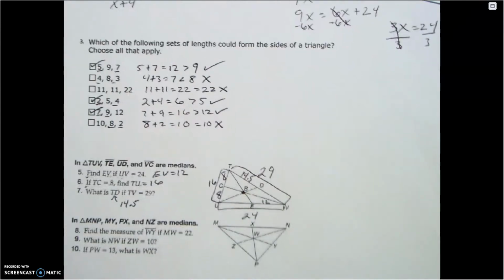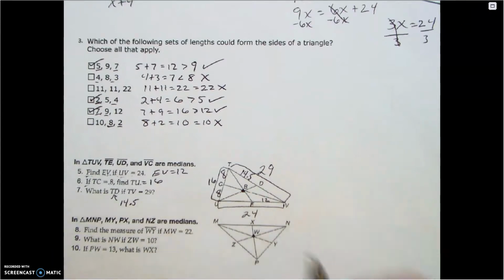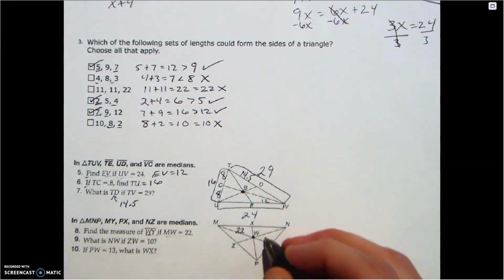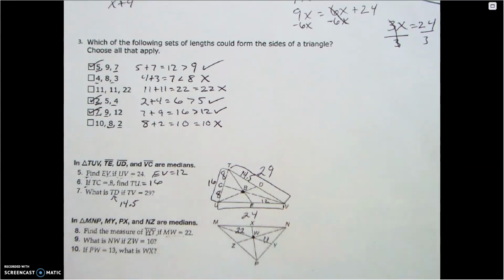Our next one, again, they're medians. Find the measure of WY if MW is 22. So this is 22. I want to find YW. So what we need to know about centroids and medians: the centroid cuts it into two parts. The longer part is double the shorter part. So if this part is 22, half of 22 is 11.